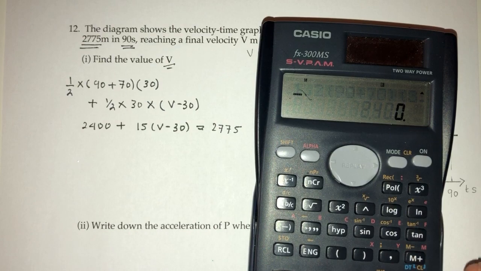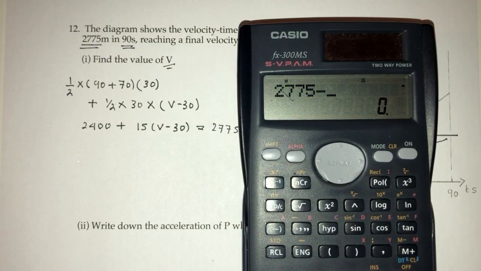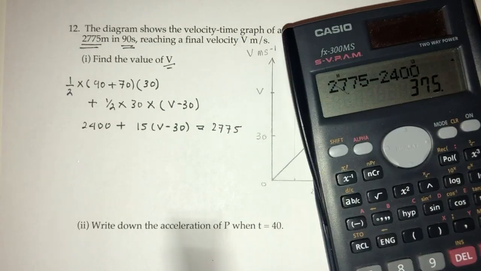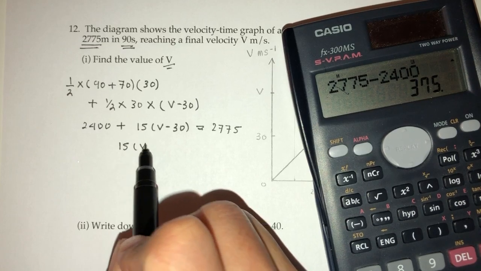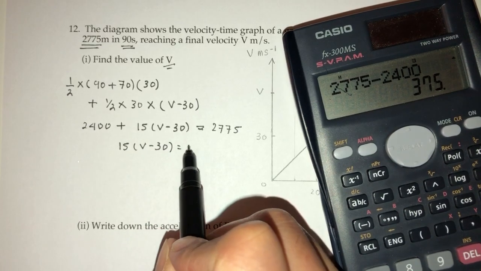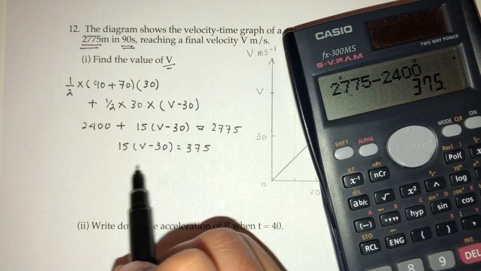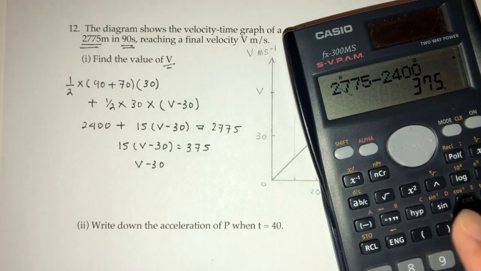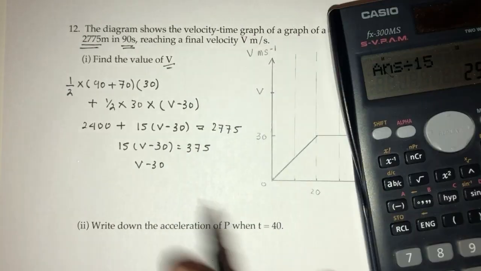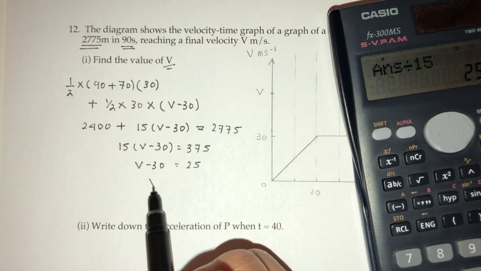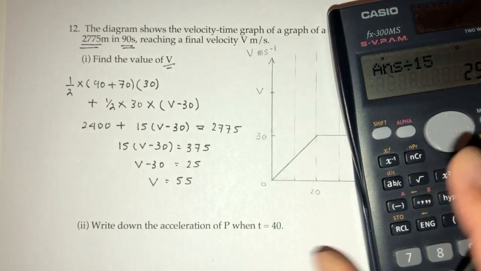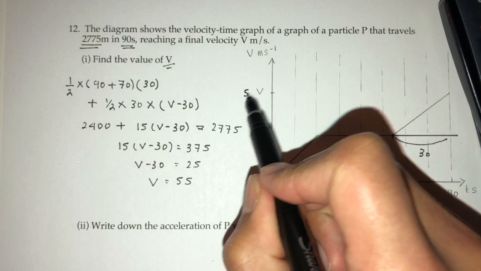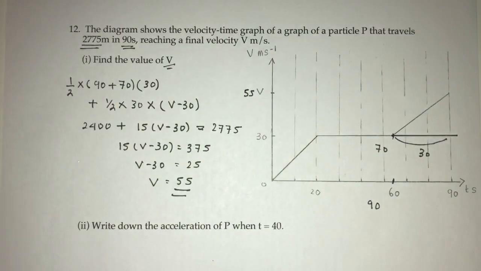Now you will have 2775 minus 2400. That will be 15 v minus 30 equal to 375. So v minus 30 is equal to, this divided by 15, that will be 25. So v has to be 55. So v here is 55. That is your answer for part A.